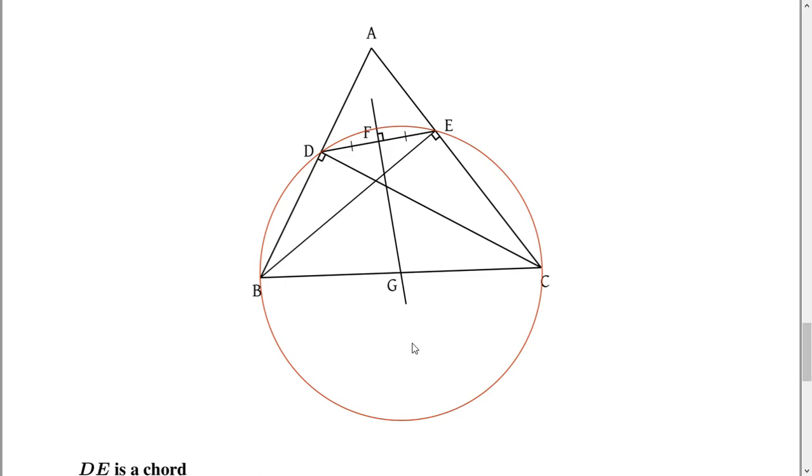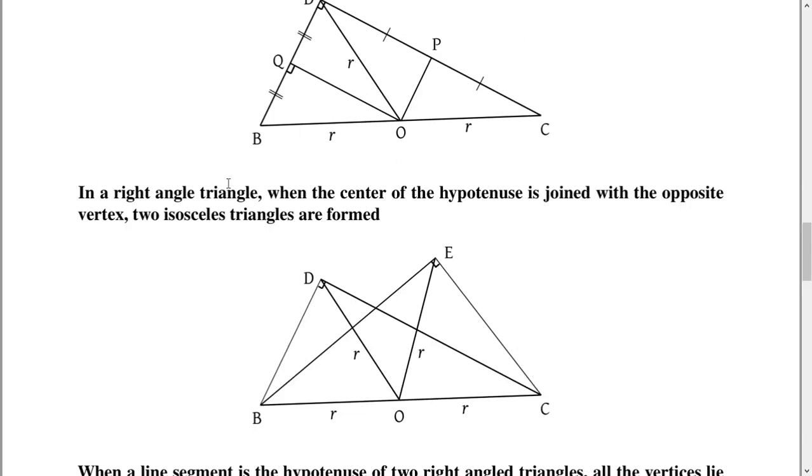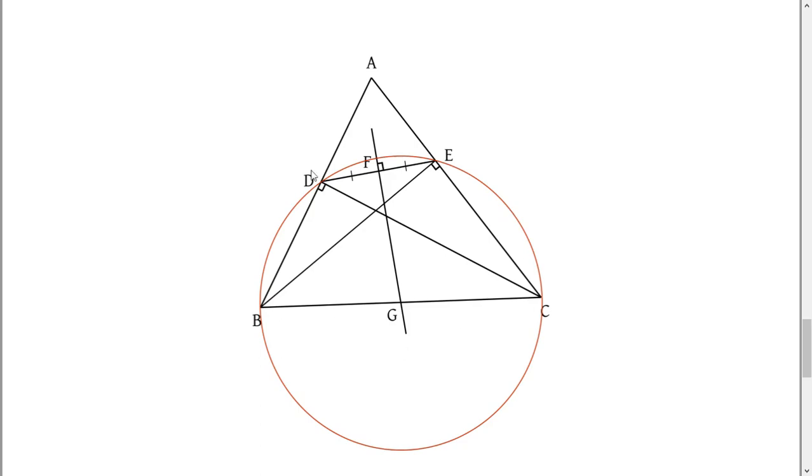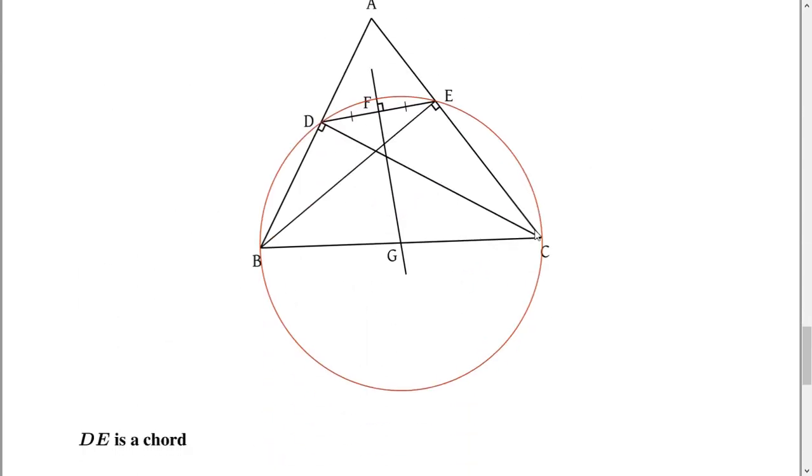So you must remember these properties. Though they might look very trivial, it's useful to remember them so that you can directly apply them when you look at such figures. Properties such as this and this. So since B, C, D and E are on the same circle and BC is the diameter, DE is a chord.